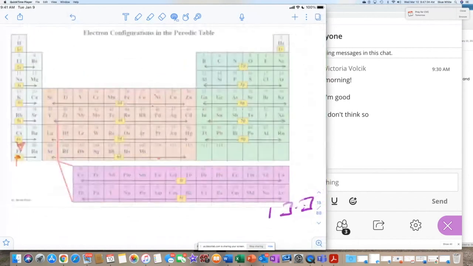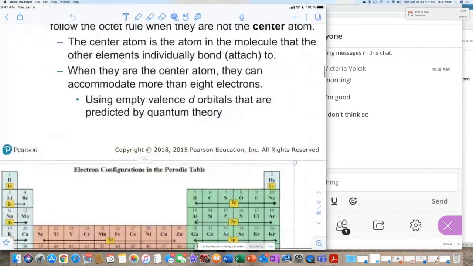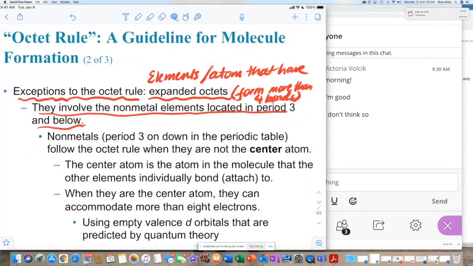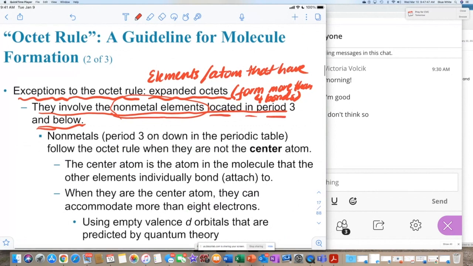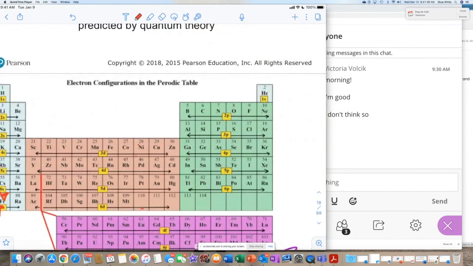Okay, there. So we're being told where to find these elements. They're saying find a non-metal element located in period 3 and below. So I'm going to find this right here. Period 3 is similar, not exactly like, but similar to energy level 3. So this is period 1, 2, 3. So find non-metals. When I look at this right here, that's this group right here.